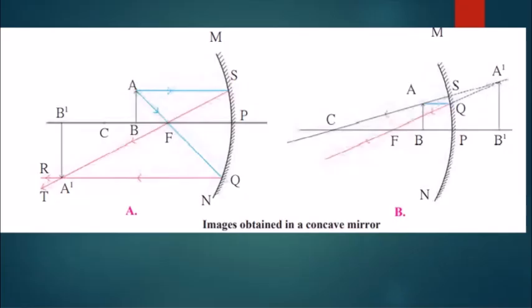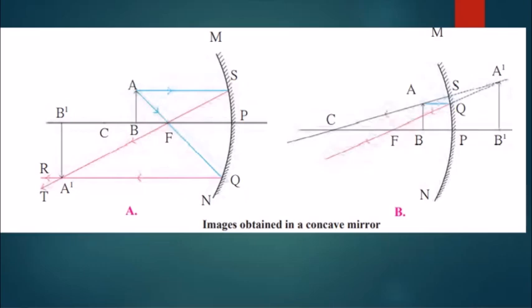Now here we have two ray diagrams of a concave mirror. In figure A, we can see an object AB is placed between the focus and the center of curvature of the concave mirror, that is M and N. The incident ray is AQ, starting from the point A, that is our object, and going through the focus. It becomes parallel to the principal axis after reflection and it returns along the QR. So this is our ray.